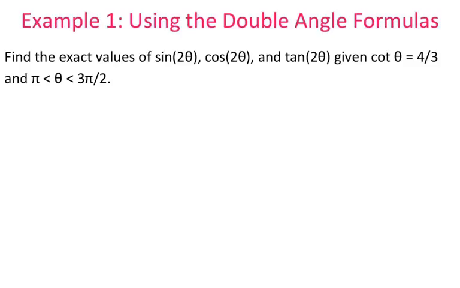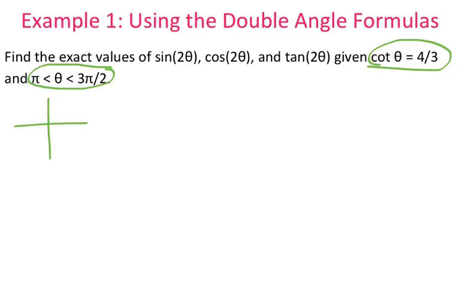Okay, so first thing we're going to do is a double angle formula. Find the exact values of sine of 2 theta, cosine of 2 theta, and tangent of 2 theta, given that cotangent of theta is 4/3 and theta is in between pi and 3 pi over 2. So these two pieces of information are going to help us draw a triangle since I don't actually know what the angle is. So I do need to pick the appropriate quadrant.